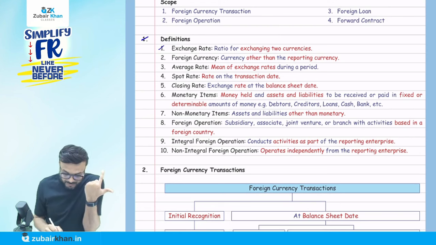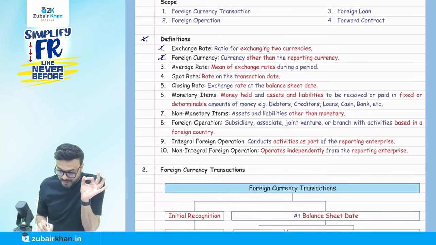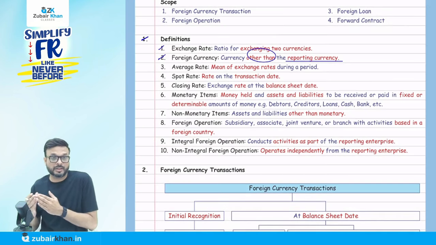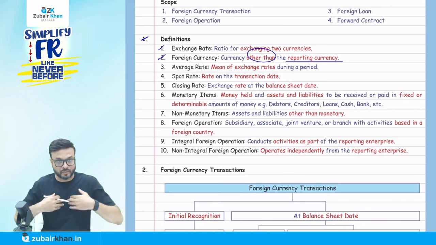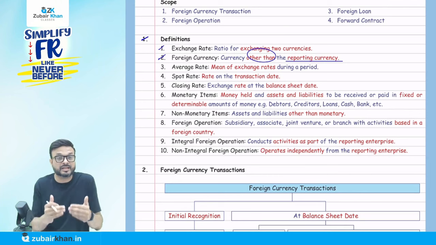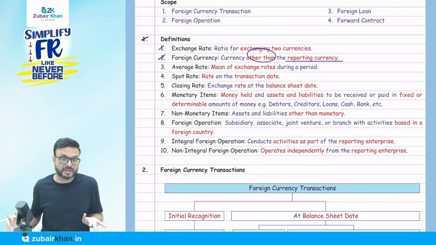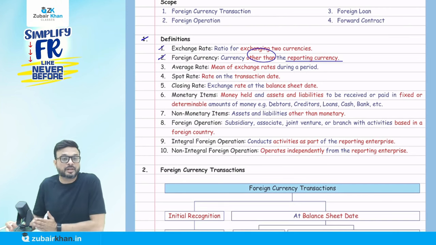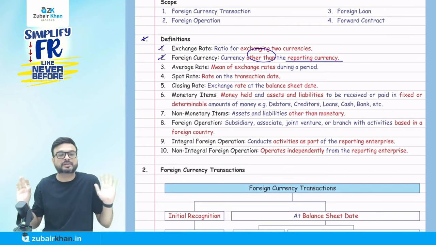Now, what is this foreign currency? Any currency other than the reporting currency. So what do you mean by reporting currency? For us, the reporting currency is the Indian rupee. Reporting currency means the currency in which we are preparing our financial statements. We are reporting in that. So for us, the Indian rupee is the reporting currency. All other currencies are, for us, foreign currency.